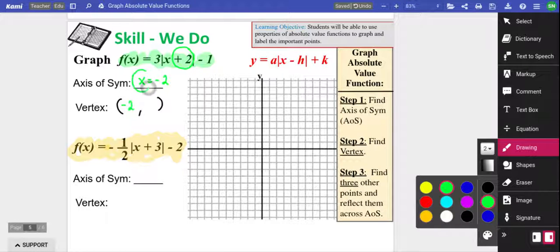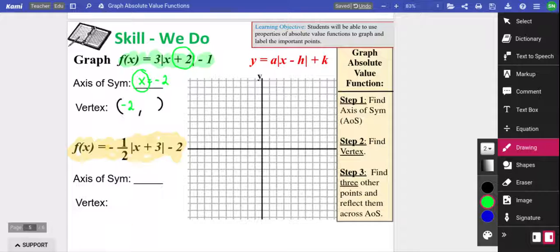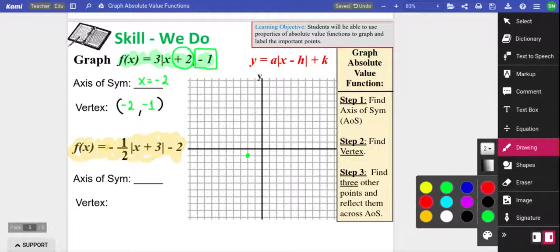Why is it the x value? Notice it's x equal to -2. The next value, the y, would be obtained by looking at whatever k is, which gives us -1. We will be graphing it. (-2, -1) would be right here. So that's the vertex.